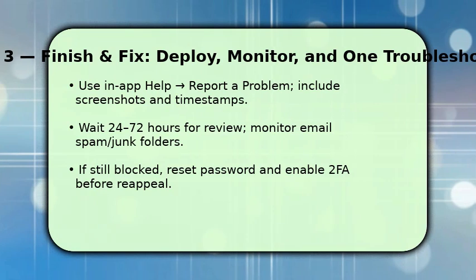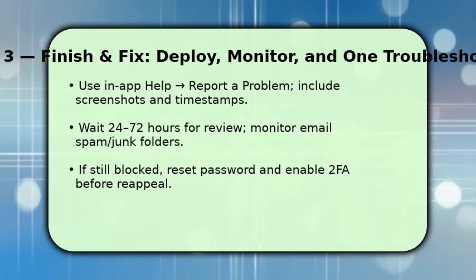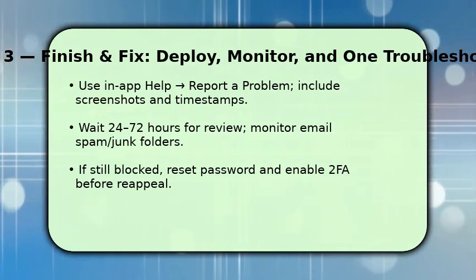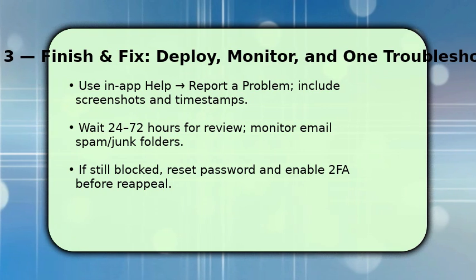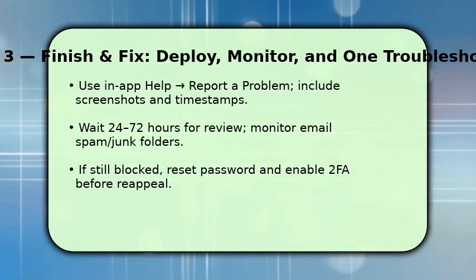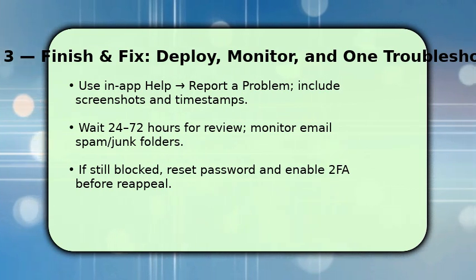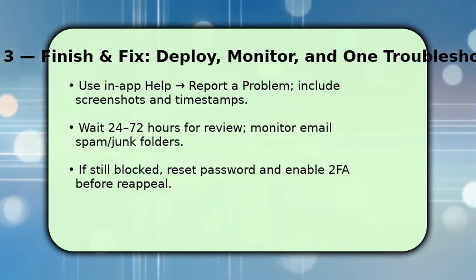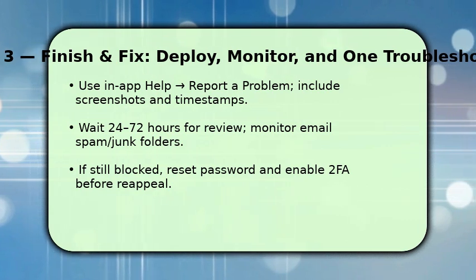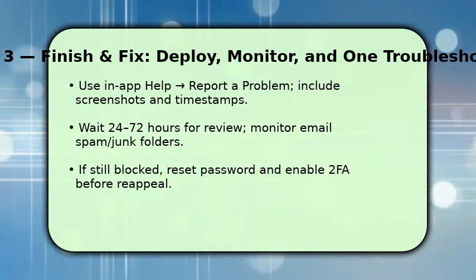You finish by submitting a concise appeal through Help, Right Arrow, Report a Problem. Include clear screenshots, timestamps, and a short explanation of what changed and why you believe the restriction is incorrect. Once submitted, be patient. Reviews typically take 24 to 72 hours, so monitor your email, including junk.